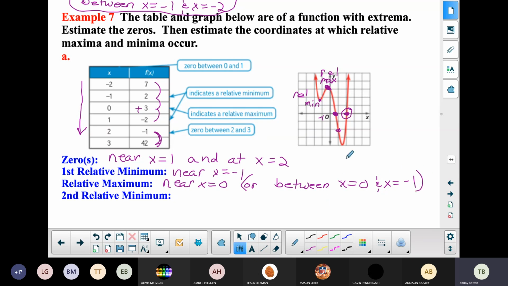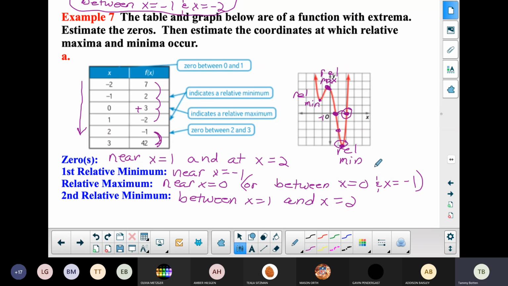Okay. Then they're asking us for the second minimum. Okay. This one probably is almost halfway in between. So for that one, I wouldn't say it's near x equals 1 or x equals 2. I would say it's between x equals 1 and x equals 2. So that's this relative min right here. It's between x equals 1 and x equals 2.